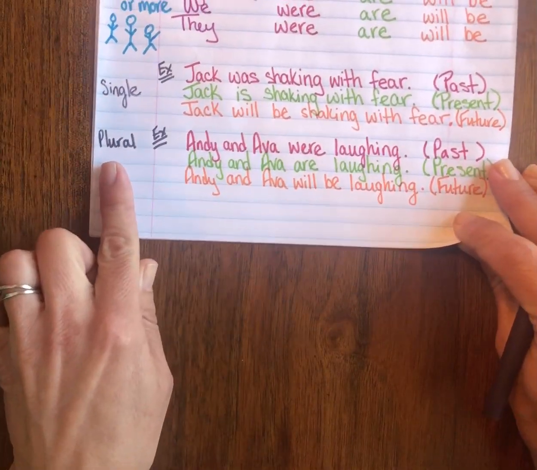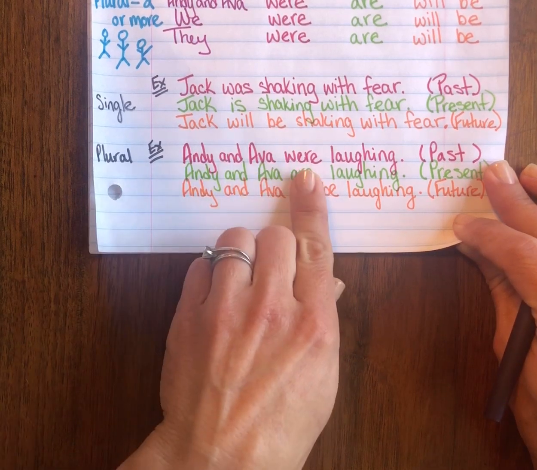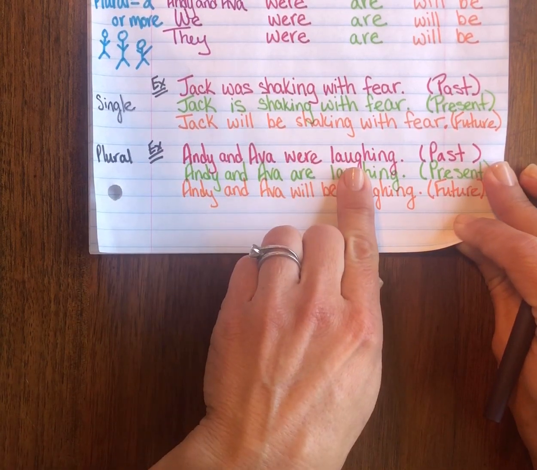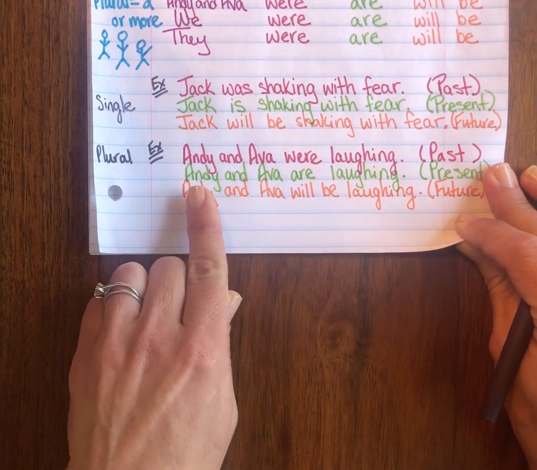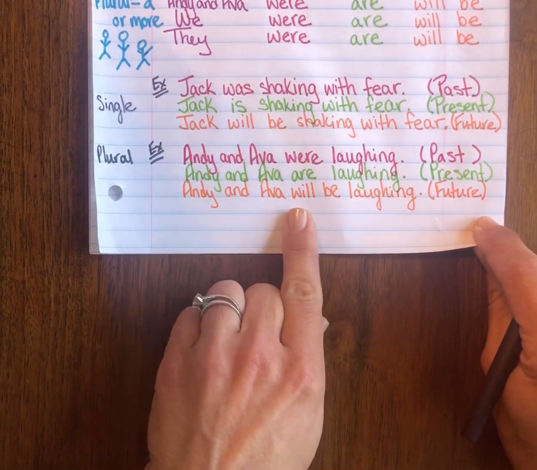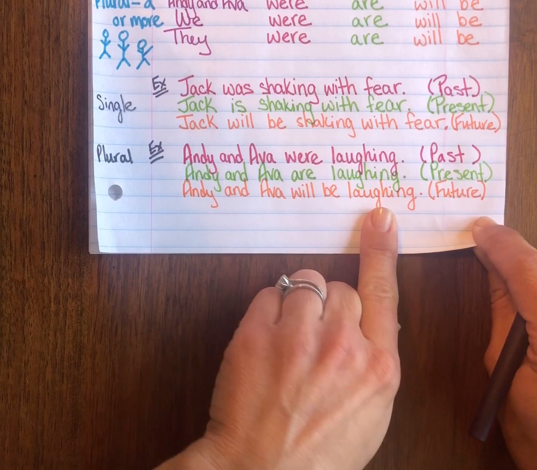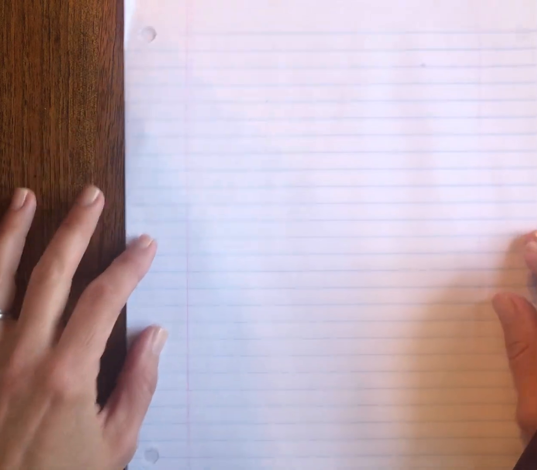If we were talking about plural, meaning more than one, if we were talking about Andy and Ava in the past, they were laughing. Notice we're helping the reader understand they were laughing. Laughing is a verb. They are laughing, what they are currently doing in the present, or in the future, they will be laughing. So that's our focus for today. When we write, we're going to make sure that we use a complete thought using a noun and a verb. In this case, we can call it a helping verb or a verb of being.